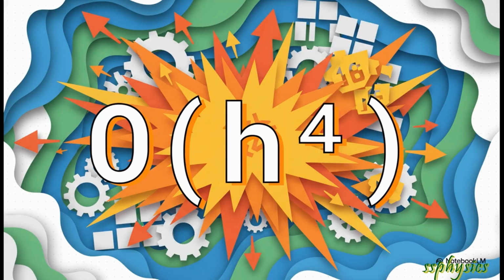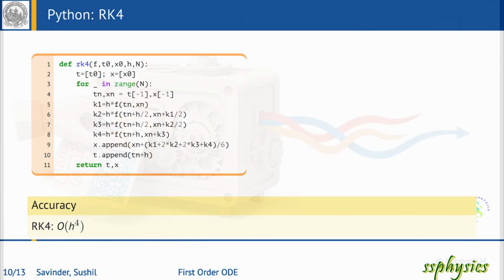Here's the payoff. The global error for RK4 is order h to the fourth, O of h to the fourth. This is a monumental leap in accuracy. What this means is, if you cut your step size in half, you don't just cut the error in half. You reduce the error by a factor of 2 to the power of 4. That's a factor of 16. That is some serious power. And for any of you who code, this is how it's implemented so elegantly. What you're looking at here is the classic recipe for RK4.